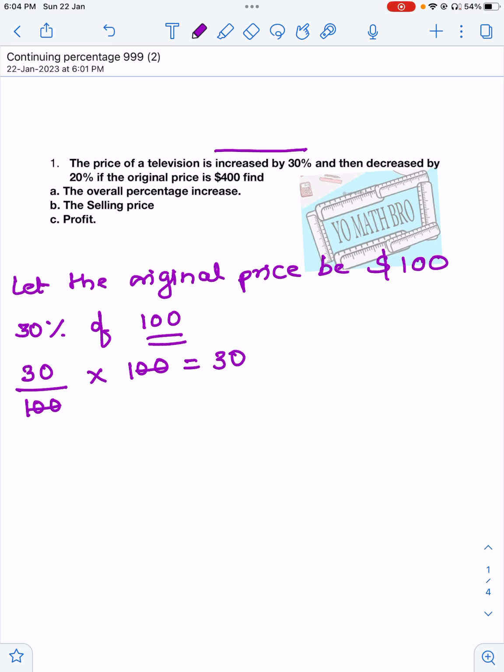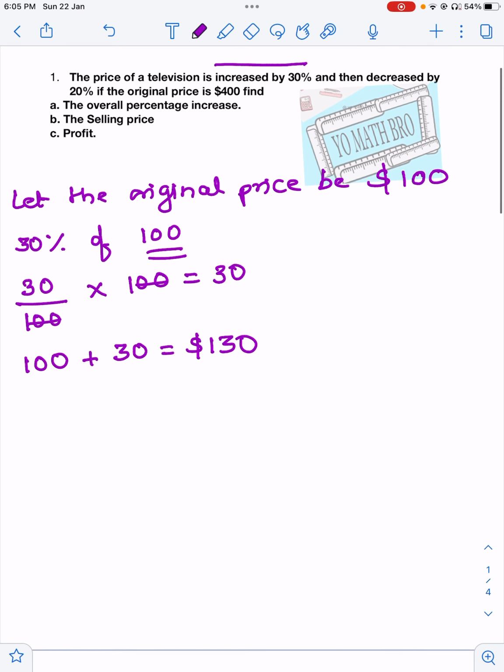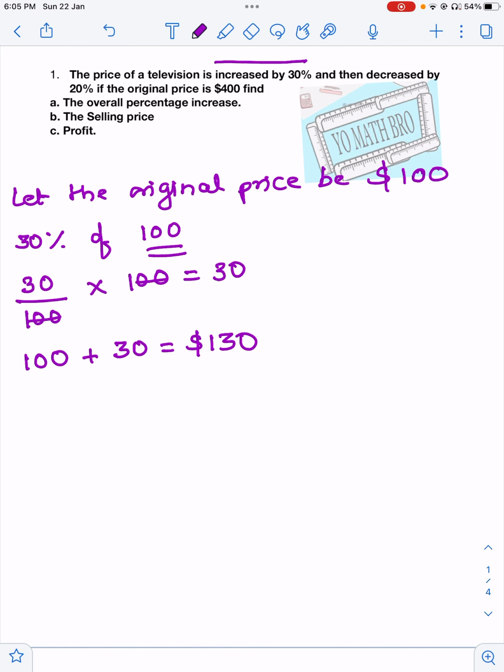Now this condition was, it was increased by 30%. So my original price was 100. Increased means addition. My new price becomes $130. So by the first condition, the television price, which I assumed as 100, increased by 30 and gave me 130. Hope till this much it is clear.